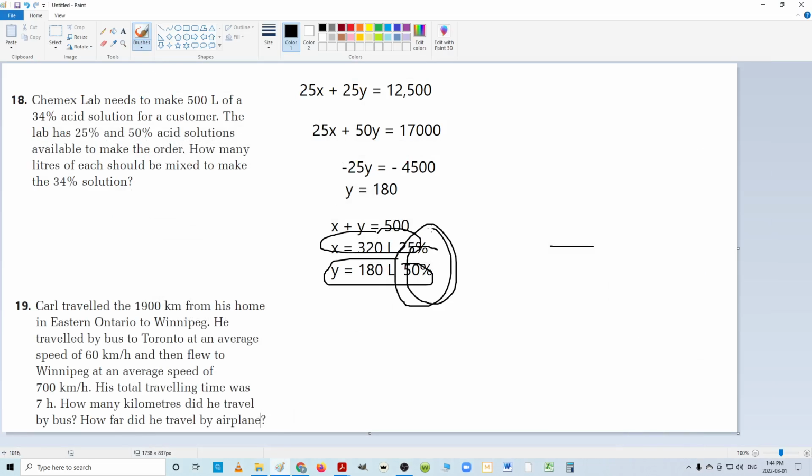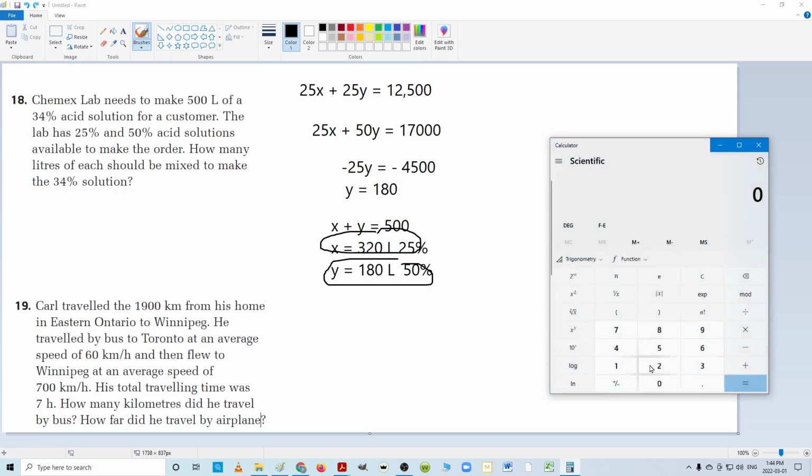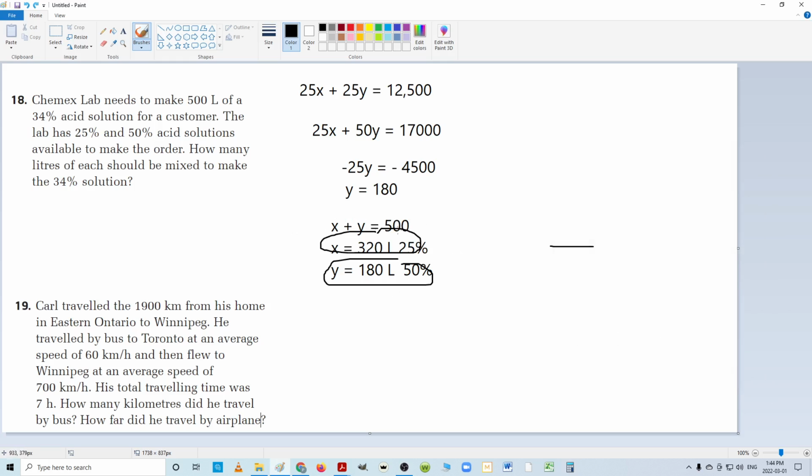I just didn't do the addition right somewhere. Oh, I know what I had to do. I had to then figure out what is 34% of 500. Yeah, there we go. They should add up to 170. So that should work.